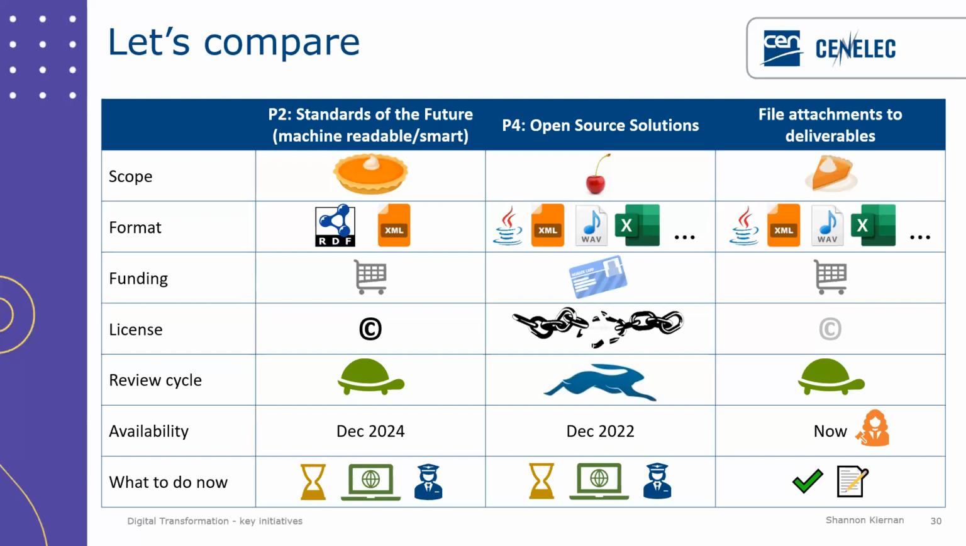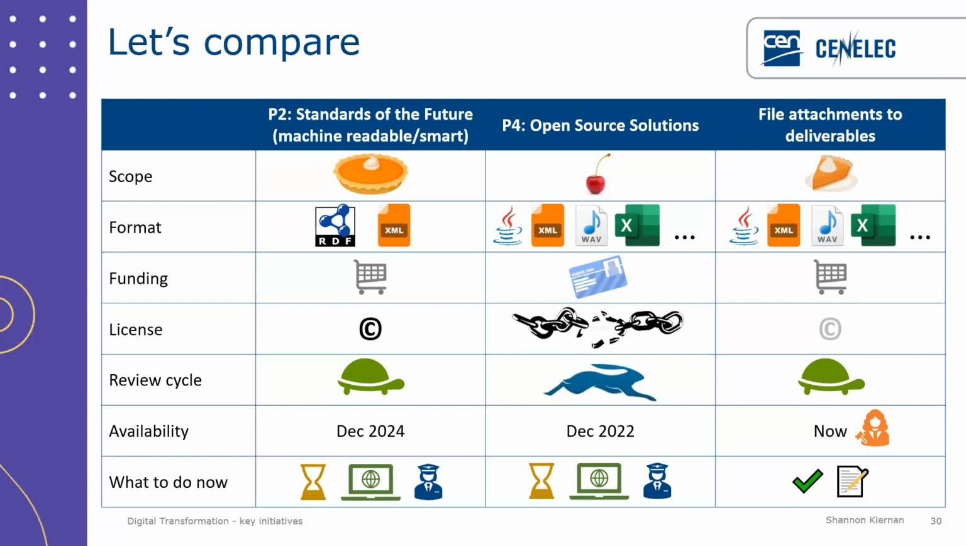When are they available? Well, standards of the future won't be available until December 2024. Open source, not until December 2022, so it's end of next year. Whereas file attachments to deliverables is available now. That's with a judge with her hammer, because you still need an approval for an exception. You can do it now, but you need to go through the approval process.